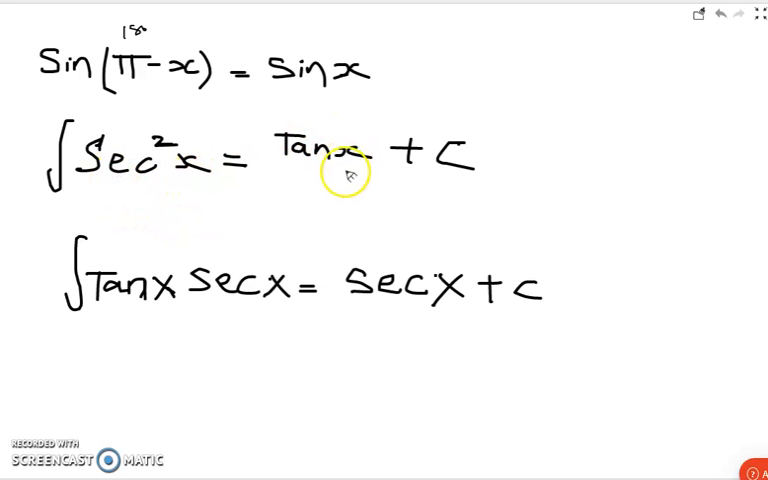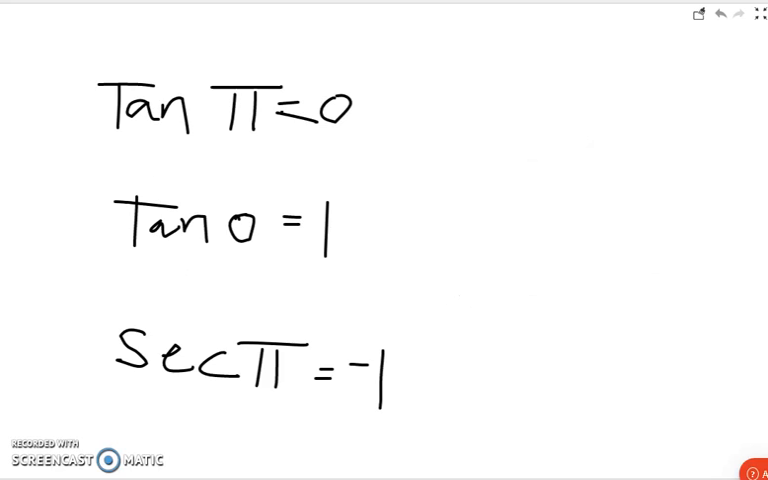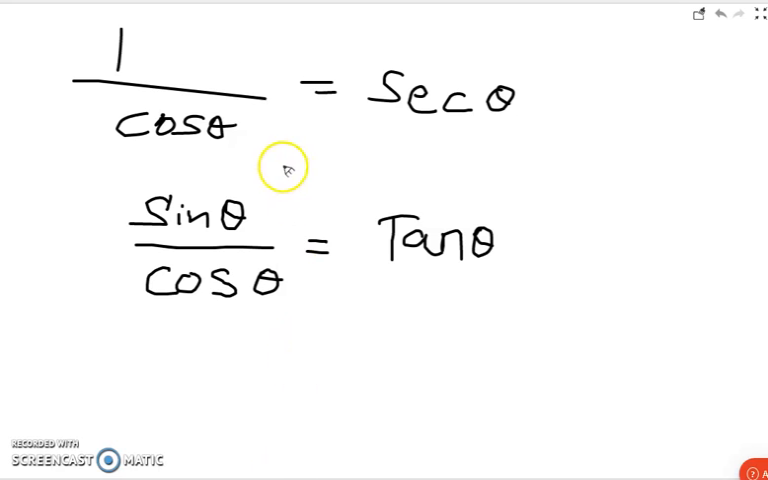Integration of sec square x is tan x plus c. Integration of tan x sec x is sec x plus c. In the same way, tan 180 is 0, tan 0 is 0, and sec 0 is 1, and sec 180 is minus 1. Also, 1 by cos theta is sec theta, and sin theta by cos theta is tan theta. These are the basic formulas we all know.